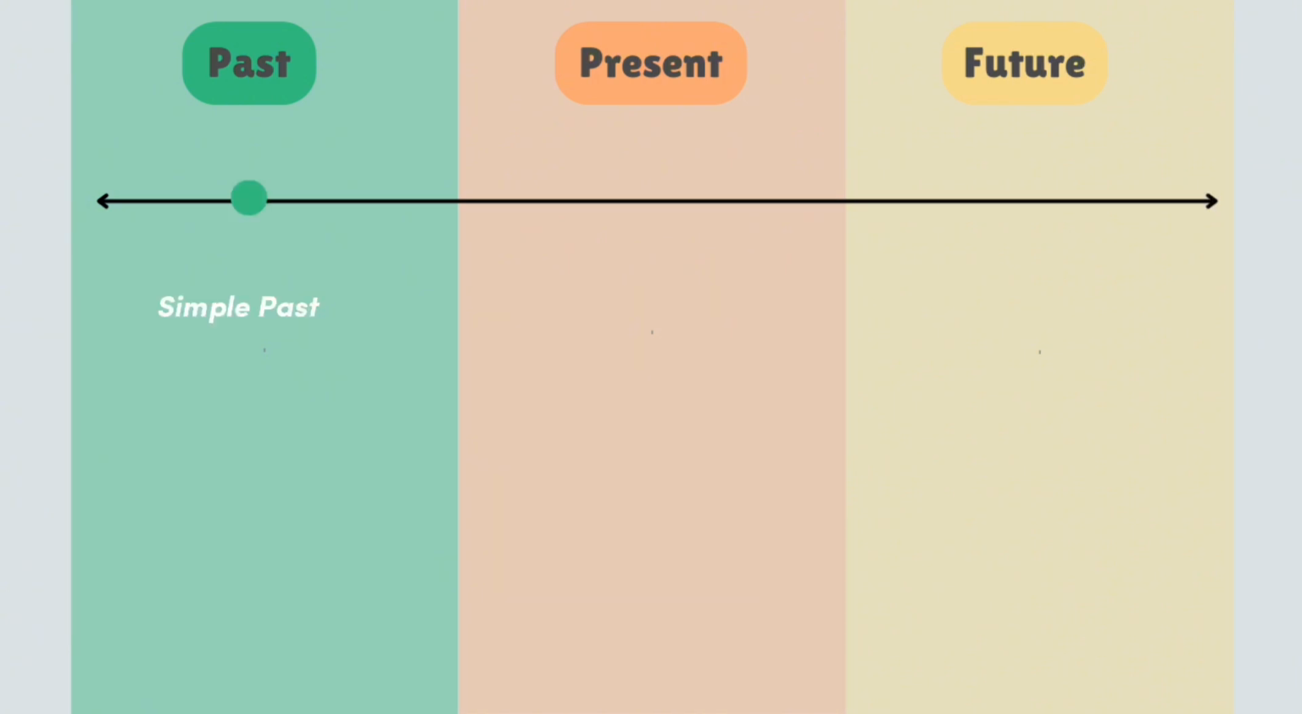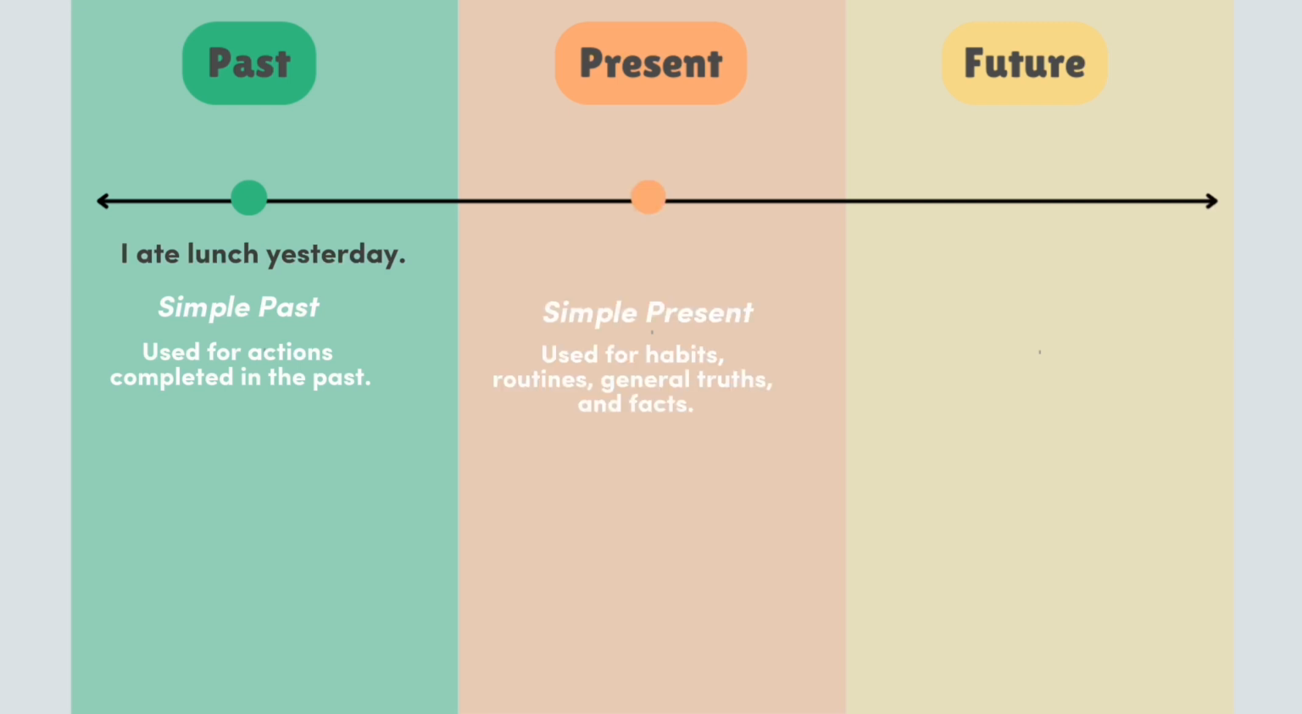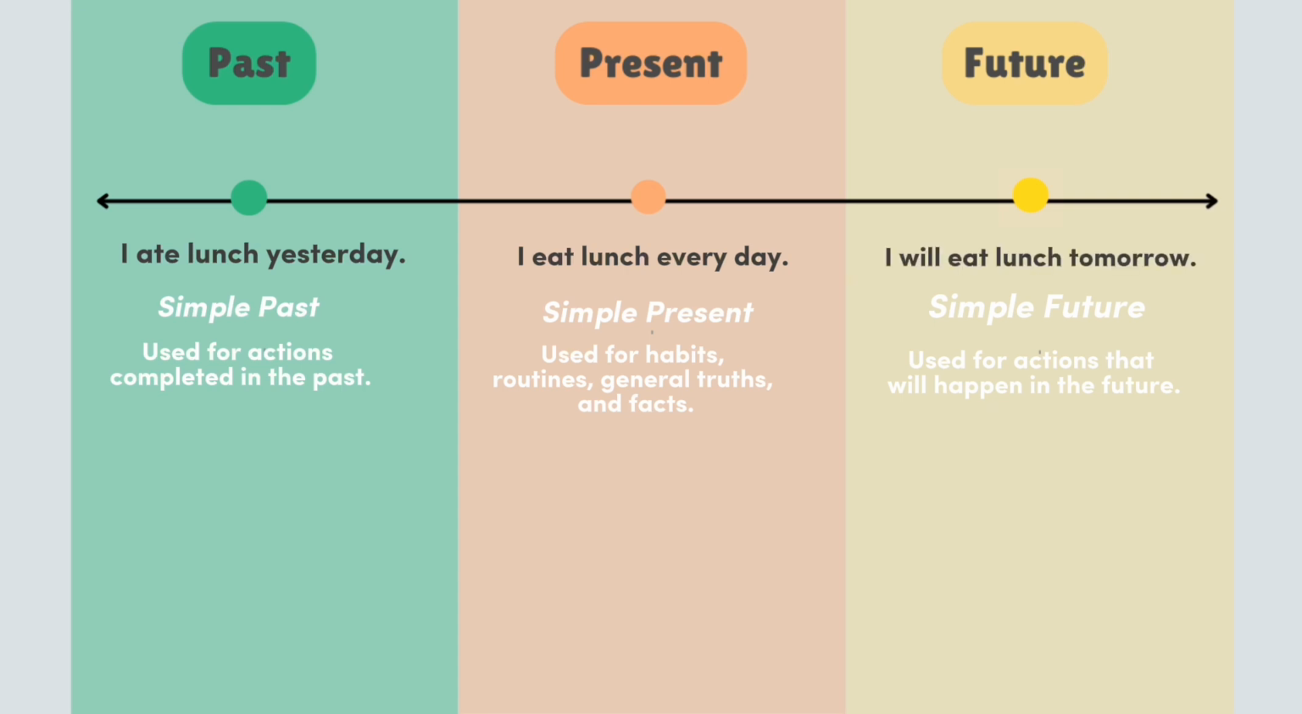Simple past, used for actions completed in the past. I ate lunch yesterday. Simple present, used for habits, routines, general truths, and facts. I eat lunch every day. Simple future, used for actions that will happen in the future. I will eat lunch tomorrow.